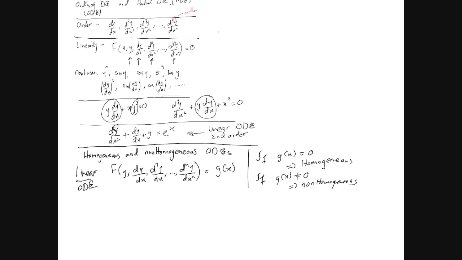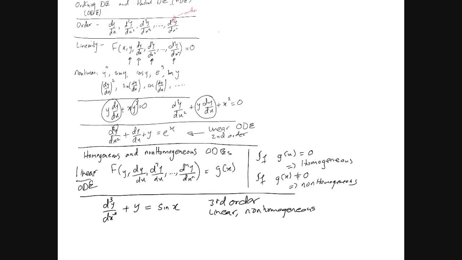Let's look at a quick example here. If you look at this differential equation, what is the order? This is an ordinary differential equation, of course. It is third order, and it's linear. And of course, it is non-homogeneous.